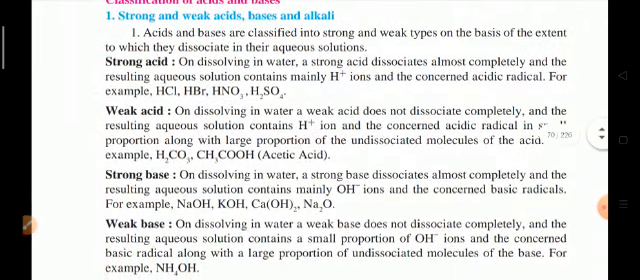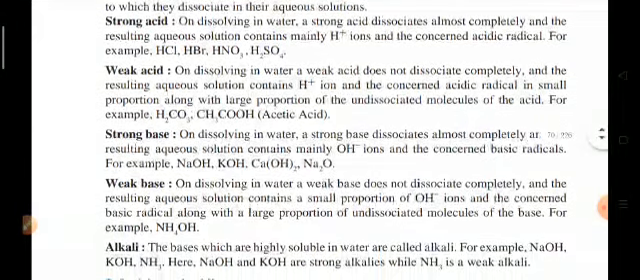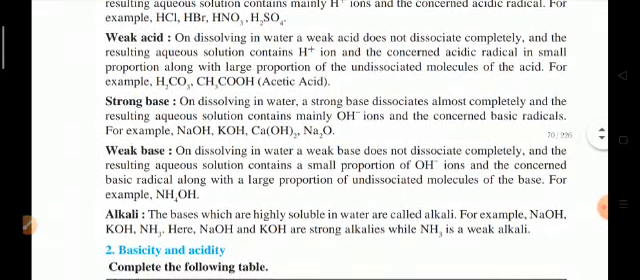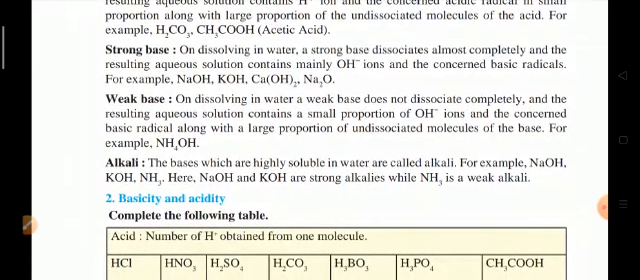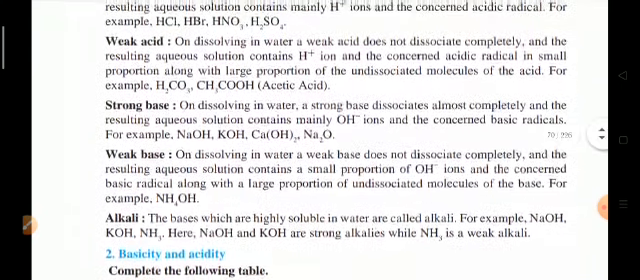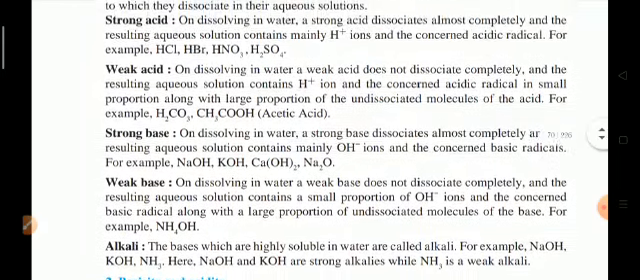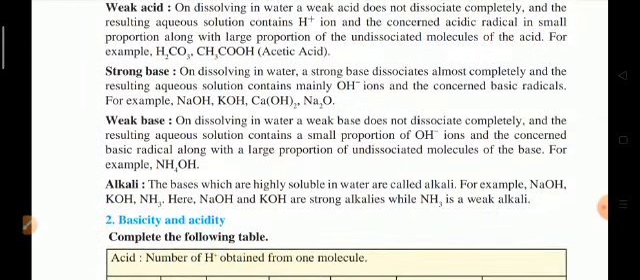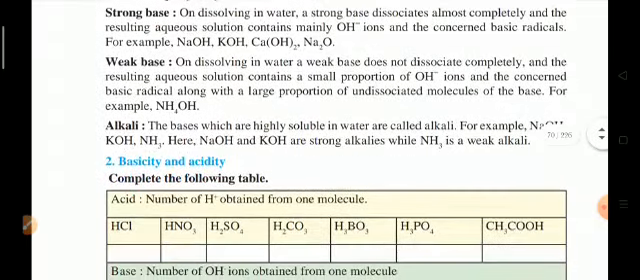Now what is a weak acid? On dissolving the compound, the resulting aqueous solution contains H+ ions and the concerned acidic radical in small proportion. Now what is a strong base? On dissolving in water, OH- ions and the concerned basic radicals are formed. Whereas weak bases, on dissolving in water, give an aqueous solution containing a small proportion of OH- ions and the concerned basic radical. So the difference between the weak and strong acids and bases is that in weak ones, the constituent which you want is in small proportion. Whereas alkalis are bases which are highly soluble in water.